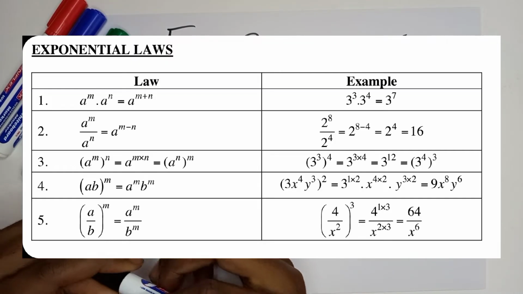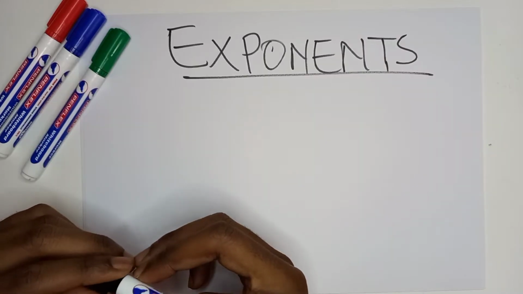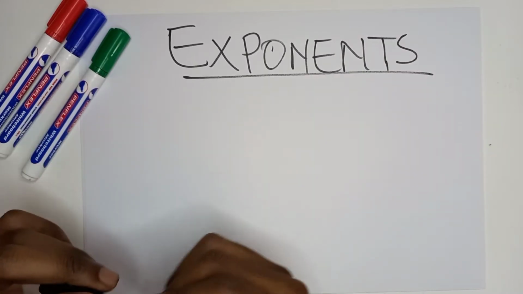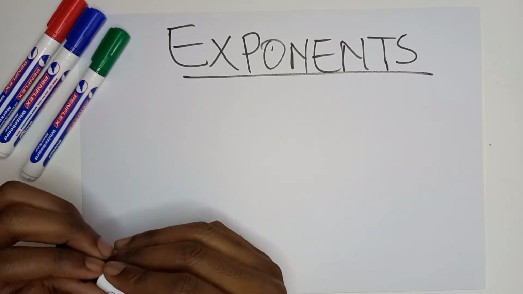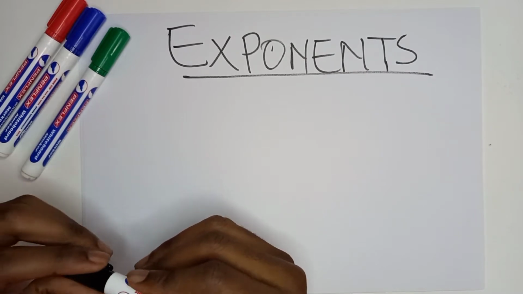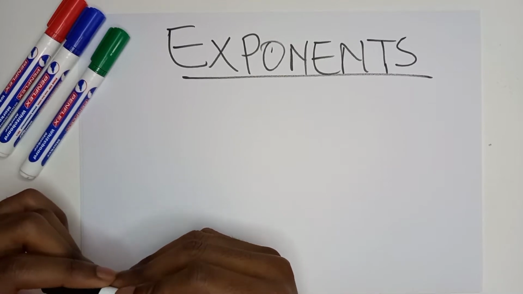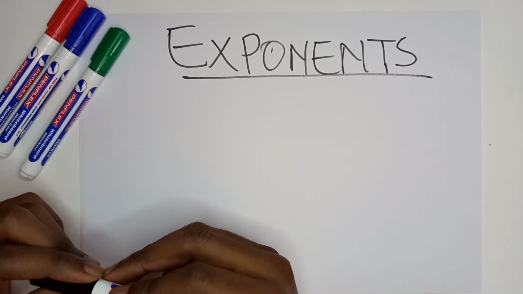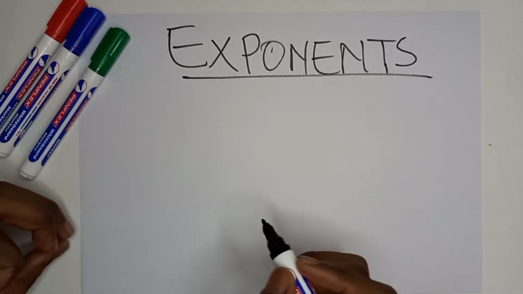Today we're going to be dealing with exponents, specifically the exponential laws. As shown on the screen, we have 5 exponential laws, and then a few which are correlations or dependencies from said exponential laws. All right. Now, what's an exponent?